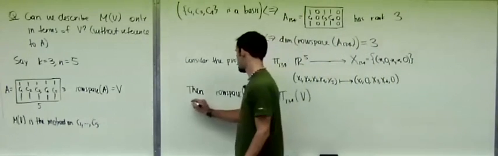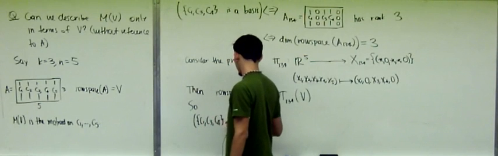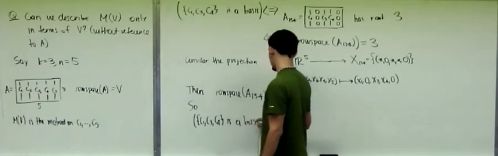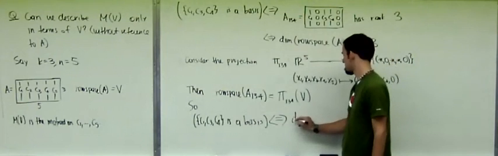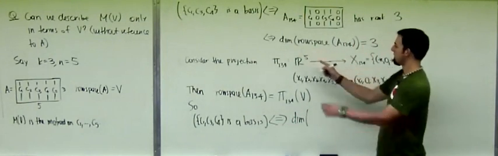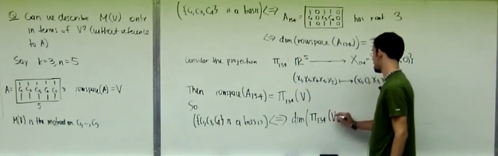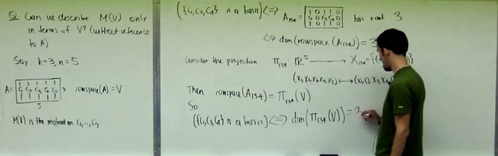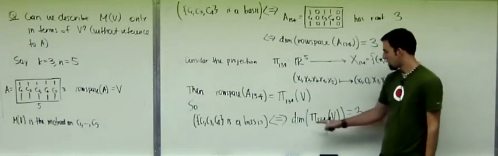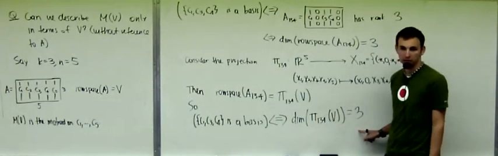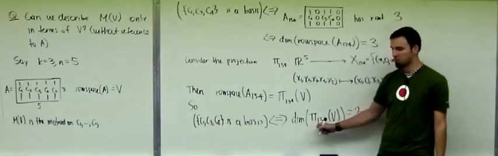So C1, C3, C4 is a basis if and only if the dimension of the row space of A134, which is this projection, is 3. And this is a statement that is completely independent of the matrix A. It's just a statement about the vector space V and how it projects under this projection map.